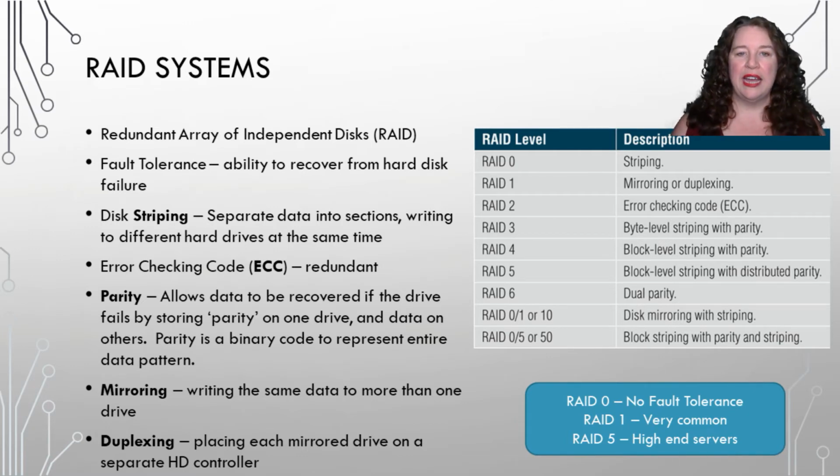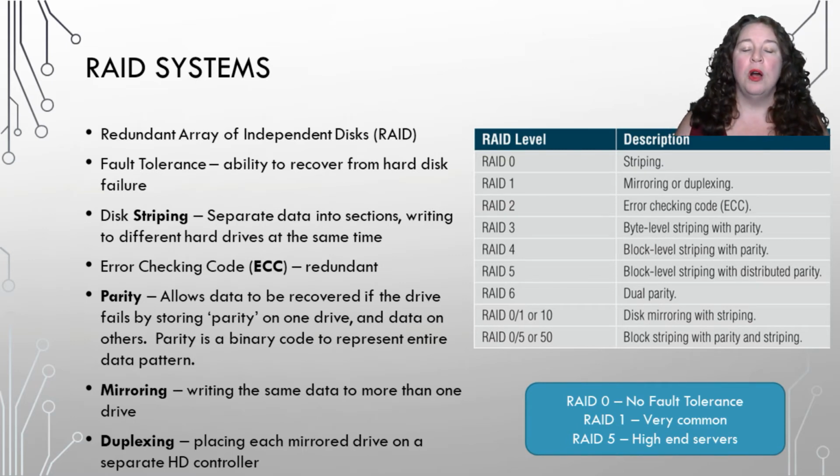One of the things that we add is mirroring. Mirroring is writing the same data to more than one drive. This starts to get to be fault tolerant because if I have 2 drives and they have the same data in them and one drive fails, the other drive's still there, I'm good. I've got fault tolerance. So your RAID 1, which gives you mirroring, allows you to have fault tolerance to be able to recover from a hard disk failure.